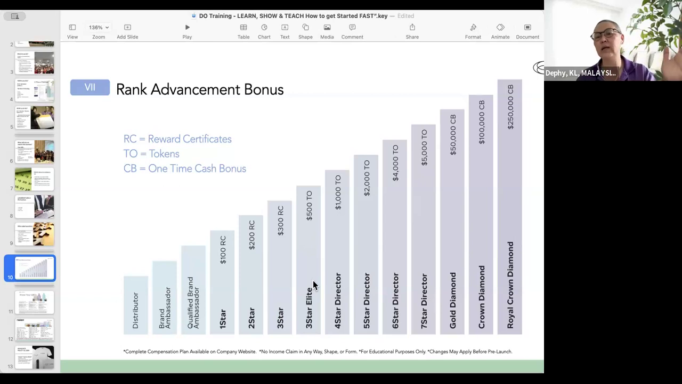Then you go from 3-star to 3-star elite, and then you start getting tokens. And then from there, you actually get cash bonuses, okay? So this is the ranking scheme. A recent one has been added, but that's between the 3-star and 3-star elite range.